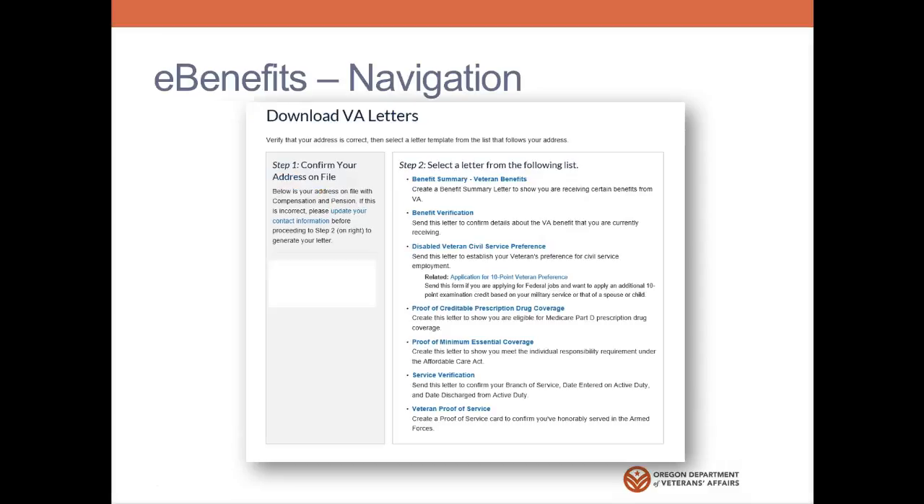Now, I mentioned earlier that there's some different letters and that they're in the training package or the training folder. There's exactly 5 examples, and these are the types of letters that you can get. A benefits summary letter, benefits verification, and so on.